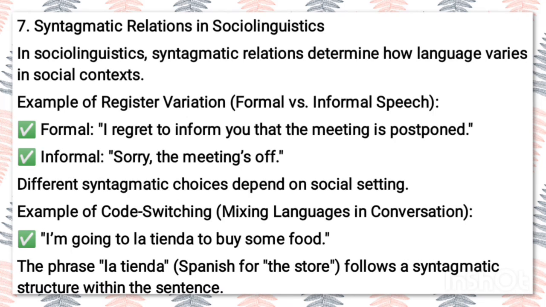In sociolinguistics, syntagmatic relations are influenced by the social context and can reflect register variation and code switching. For example of register variations, formal versus informal speech. Formal: I regret to inform you that the meeting is postponed. Informal: sorry, the meeting's off.